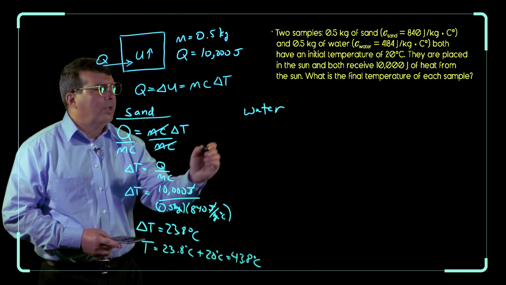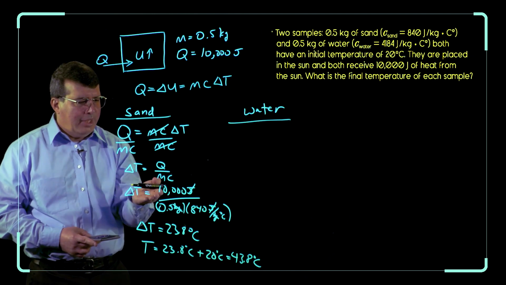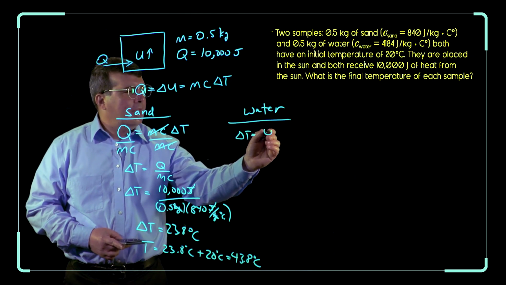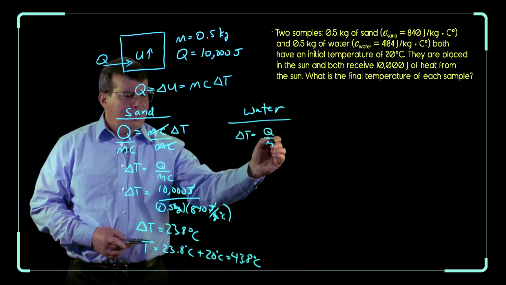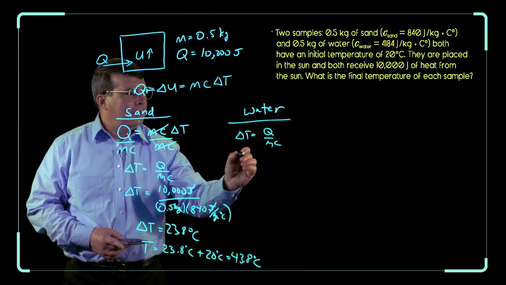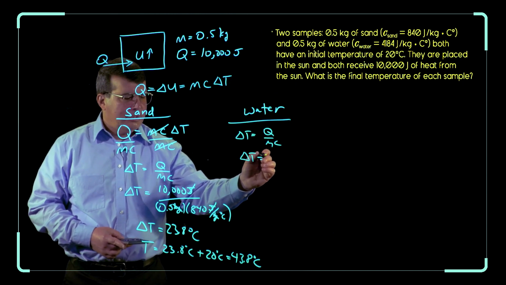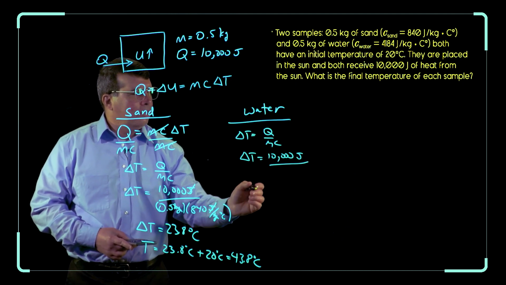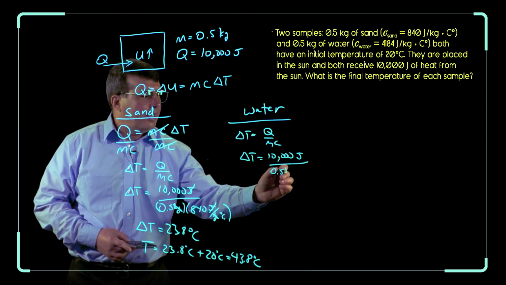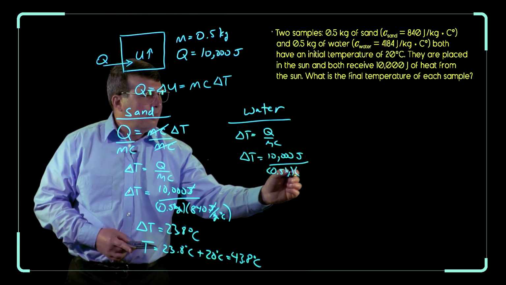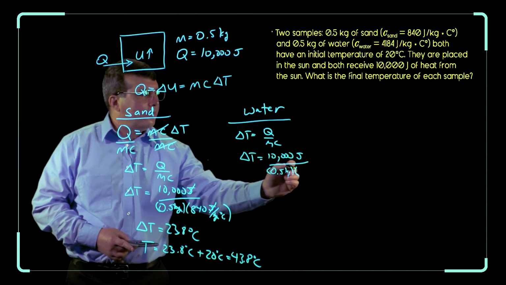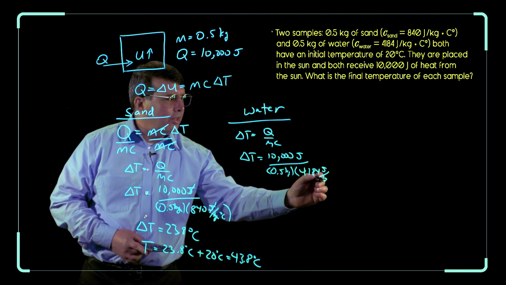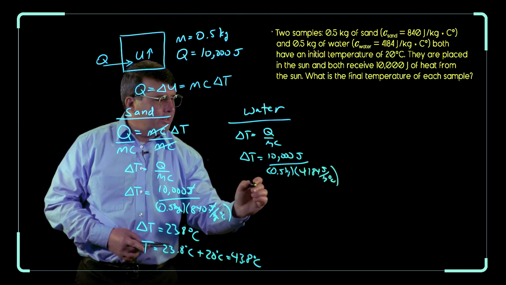Now the water, we have the exact same thing. The change in temperature is the heat over the mass times the specific heat capacity. So the change in temperature is still 10,000 joules divided by a mass of 0.5 kilograms. But this time, the C is different. It's 4,184 joules per kilogram degrees Celsius.